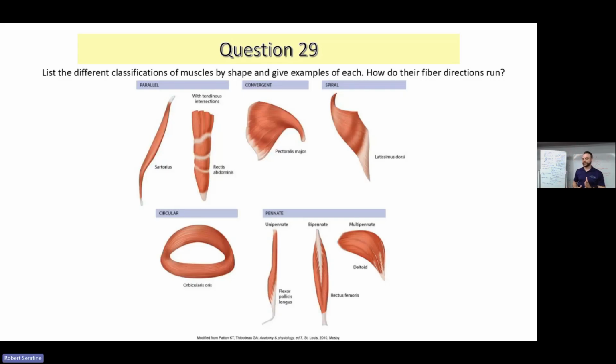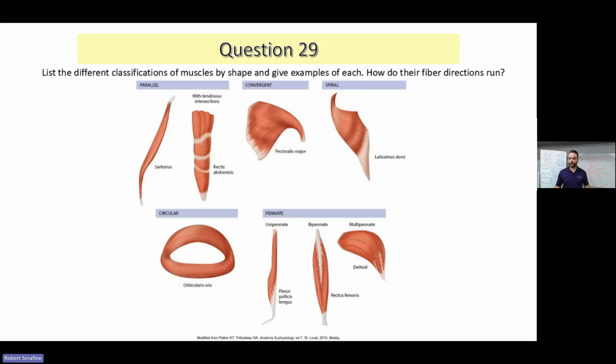So the easiest way to think of it is a leaf or a feather, right? A unipennate would be if I took the feather and cut it in half at the center of the feather, or if it was a leaf, I cut it at the center where the stem is. That's half of a bipennate structure. So bipennate in this particular case is where we have the central tendon and then the muscle fibers branching off to the sides, just like I said, very similar to the feather.